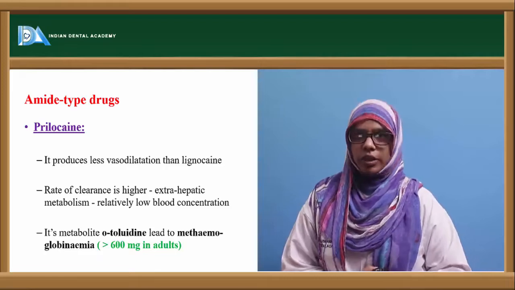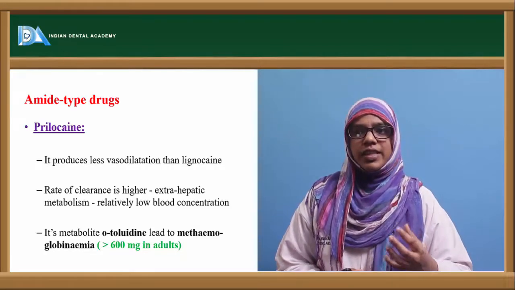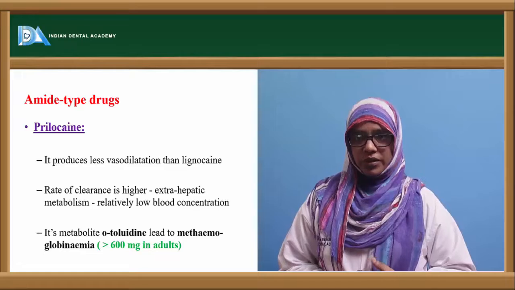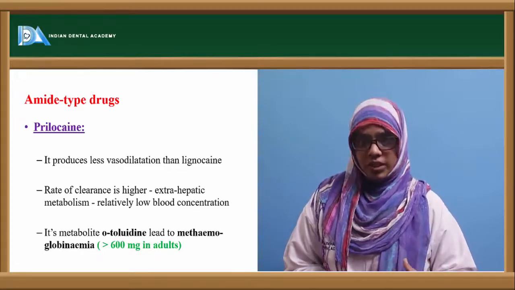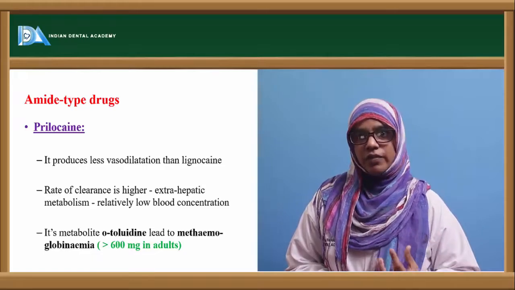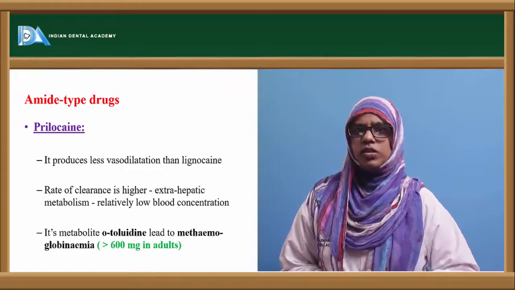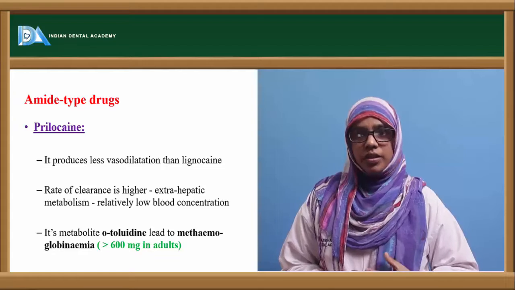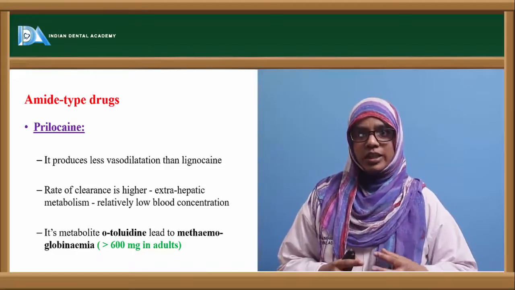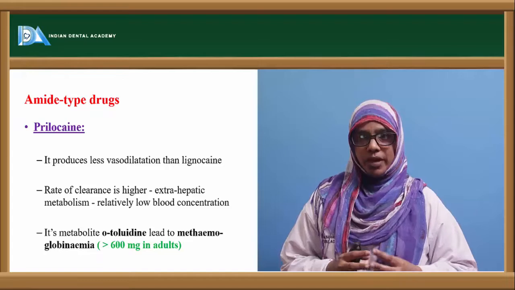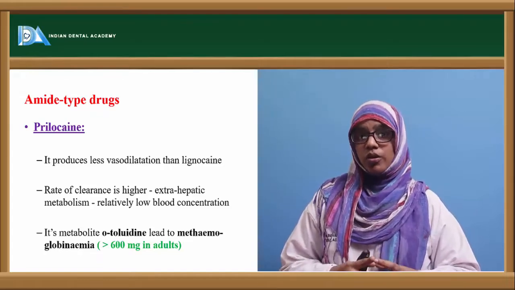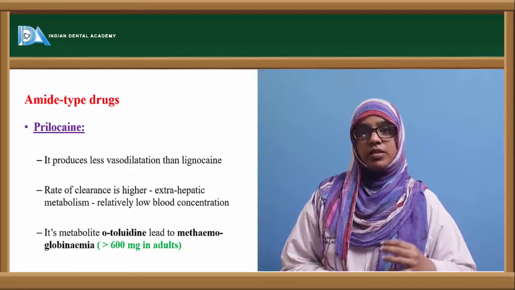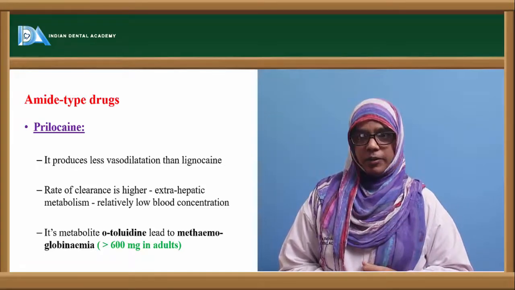Then the other one is prilocaine. It produces less vasodilation than lignocaine. The rate of clearance is higher. Extrahepatic metabolism takes place, so there is relatively low blood concentration, thus toxicity is less. Its metabolite is O-toluidine, which leads to methemoglobinemia. If it is used at more than 600 mg in an adult, methemoglobinemia can occur.